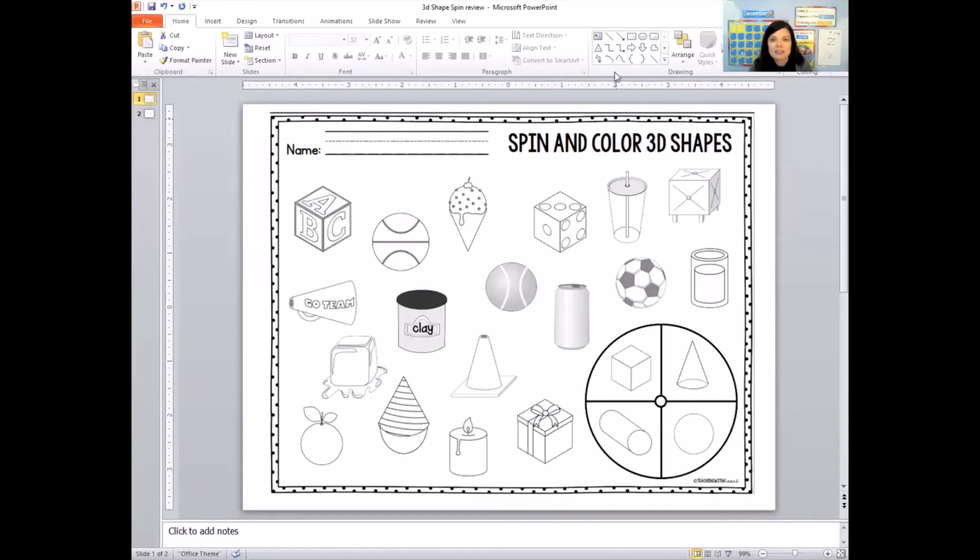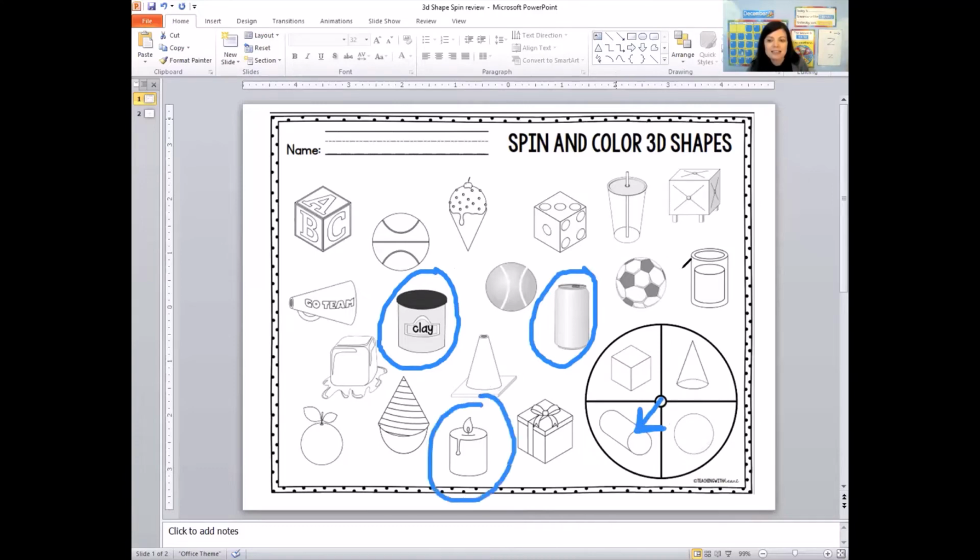Where are the cylinders? Cylinders, there's a Play-Doh can. That's a cylinder. And there's a soda can. Can you find another cylinder? Looks like this. I'll draw an arrow so you can see. There's one. The candle is a cylinder. And so is the juice glass and the cup. Nice job finding all the cylinders.